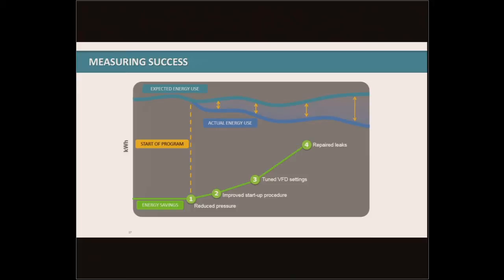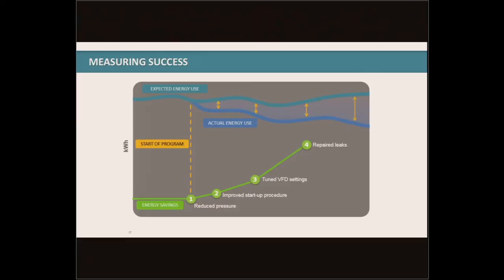So again, your EMIS by itself is not going to reduce your energy use. It's having the EMIS in place and doing actions accordingly that reduce your energy use, that kind of pull it all together and give you the holistic approach to reducing your energy. So right here, step number one, they reduce their pressure. Maybe this is a compressed air system. They reduce their pressure, and you can see the actual energy use started to dive off and get a little bit lower. The difference between our expected energy and our actual energy is our energy savings.